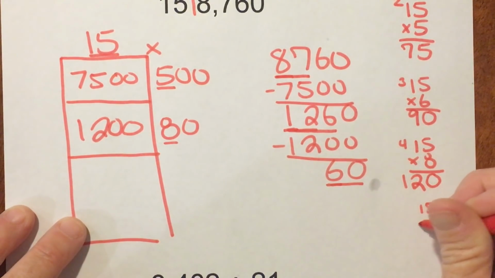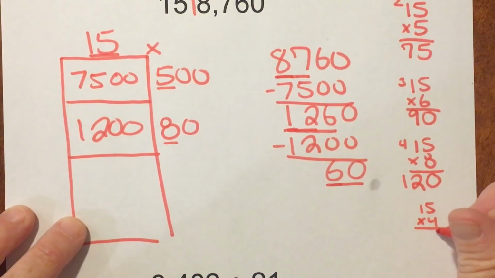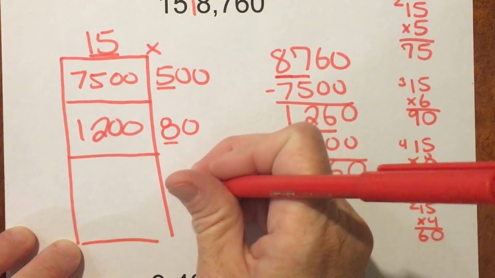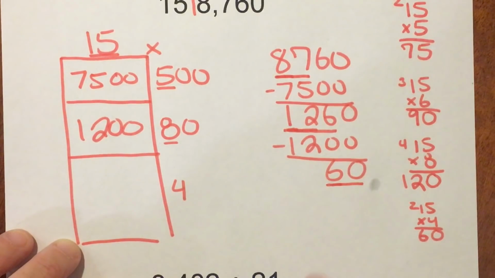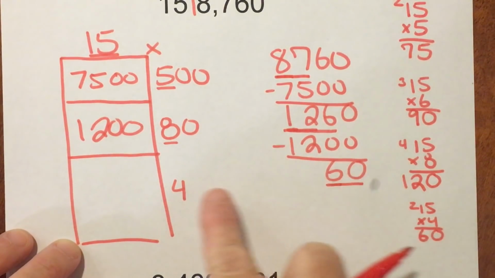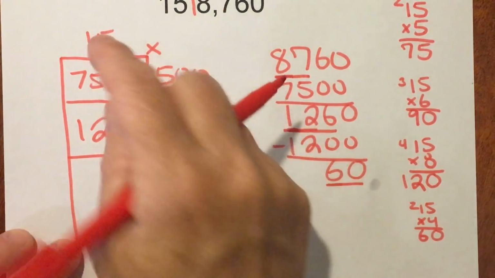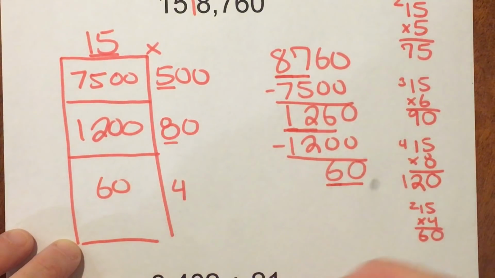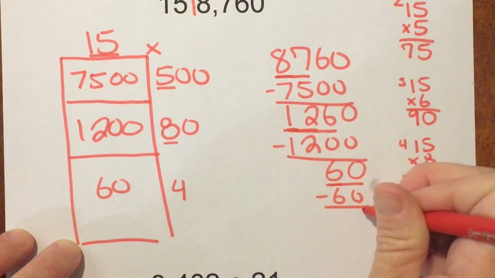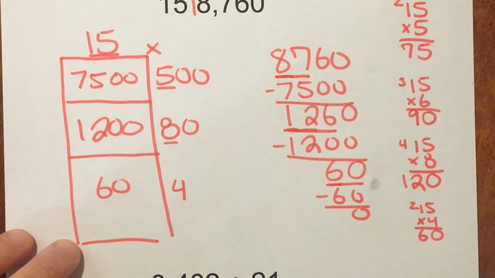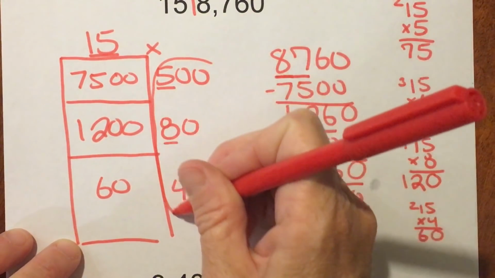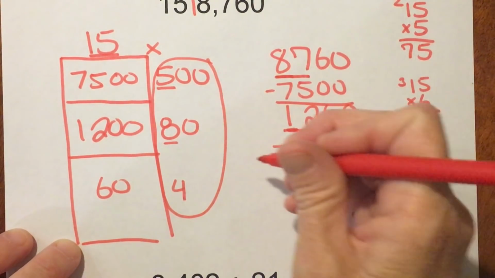What's 15 times 4? 4 times 5 is 20. So I carry my 2. 4 times 1 is 4 plus 2. It fits in perfectly 4 times. So I'm going to put a 4. And because there's no extra numbers, it's just 4. So 4 times 15 is 60. And when I subtract, there's nothing left. So my answer is these numbers together.